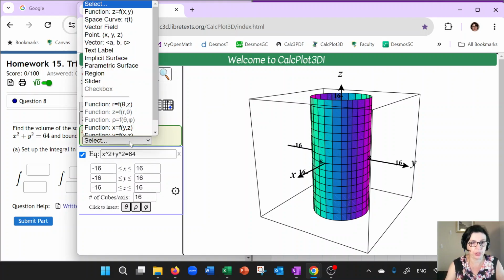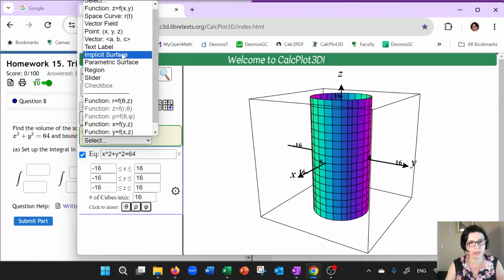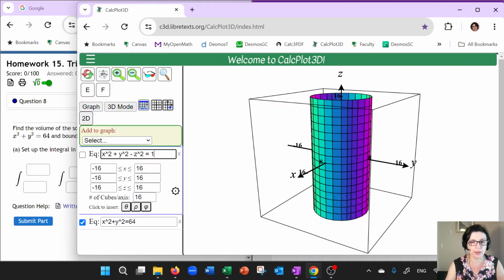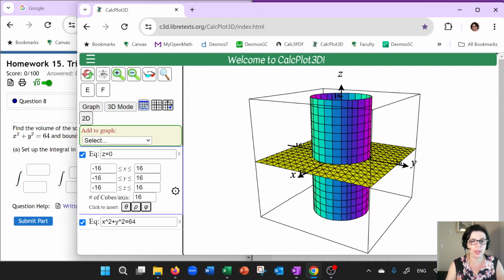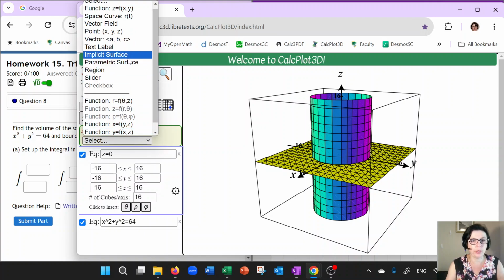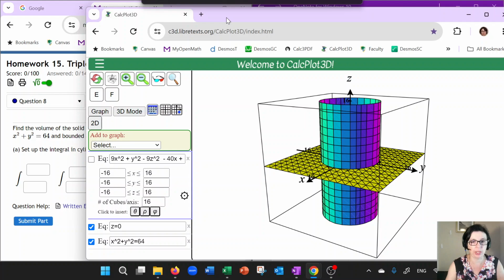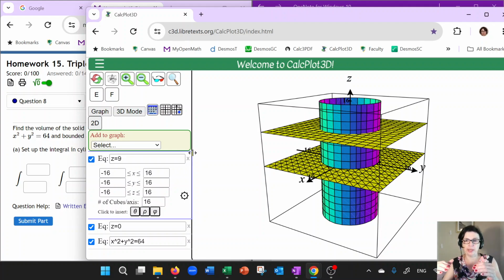That's z equals 0. So again, I'm going to insert, just to make it easy, another implicit surface, and say, okay, that would be z equals 0. Then select another one, again an implicit surface, and just use z equals 9 for that one. So this will just be z equals 9. You can see that the solid is going to be between those two planes, and laterally it's going to be bounded by the cylinder.